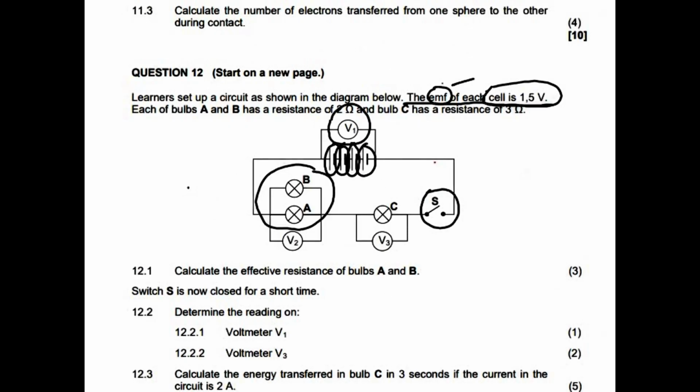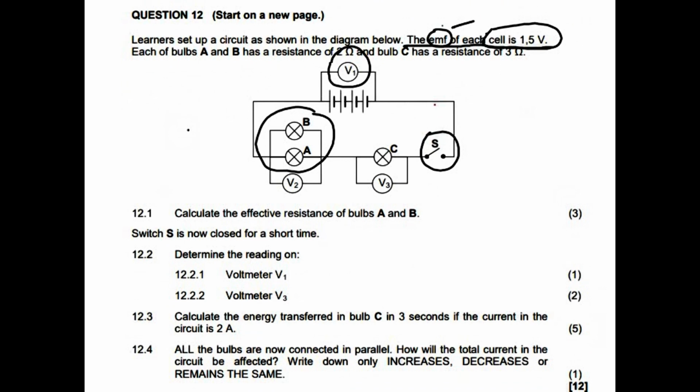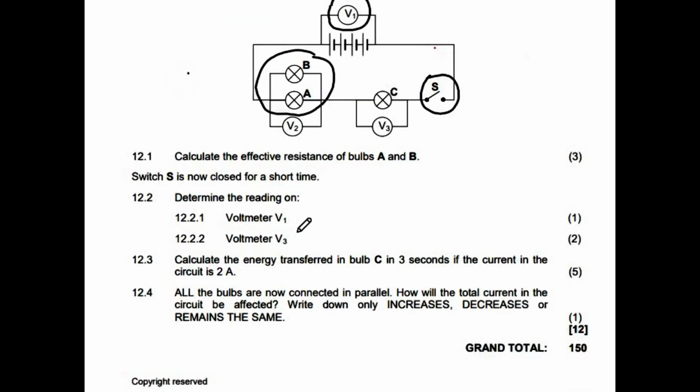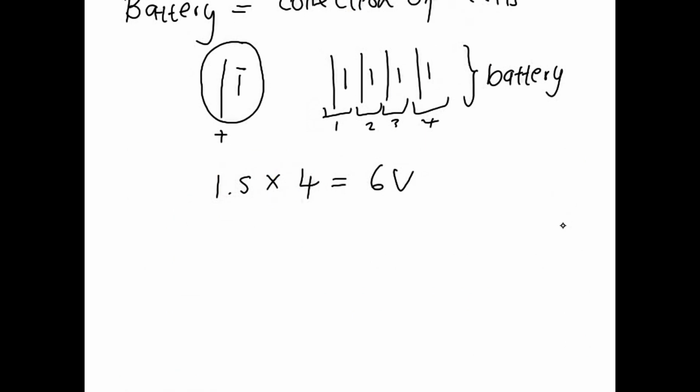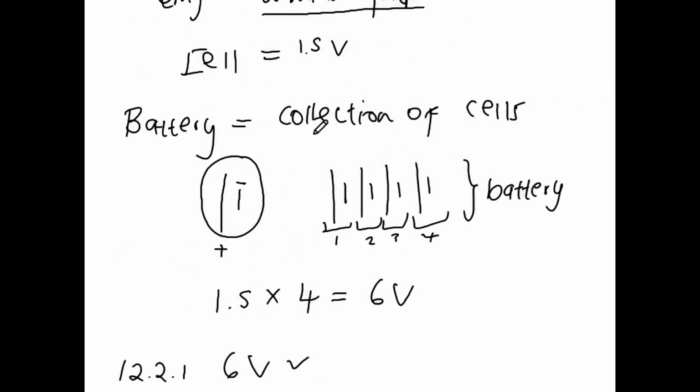I like this question. So when you start understanding this, you can just immediately answer it from the top of your head. You can say, okay, one cell is 1.5. This battery is made out of 4 cells. So that's 1.5 times 4. It means the answer to question 12.2.1 is 6 volts, and you'll get a mark. So what is the takeaway from this? You need to know what a battery is, and a battery is made up of a collection of cells.